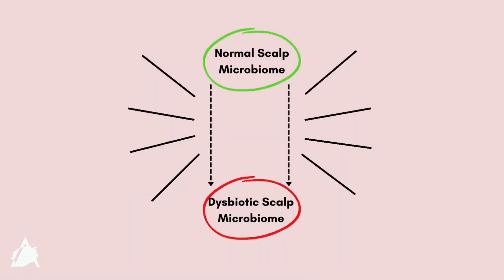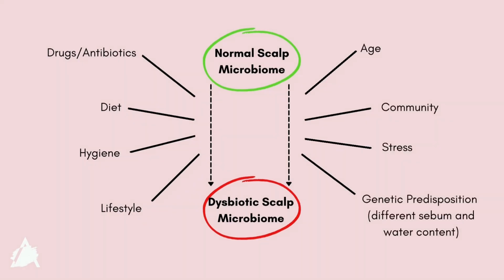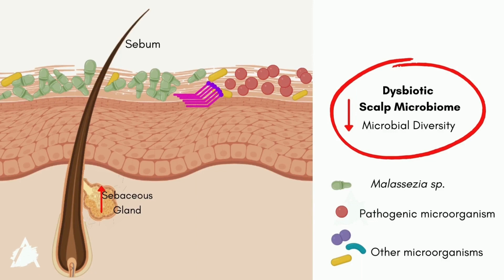However, alterations in the normal scalp microbiome can occur due to usage of drugs, types of diet, hygiene and lifestyle, age, community, stress, and genetic predisposition. In this situation, dysbiosis is observed. In a dysbiotic scalp microbiome, microbial diversity is lowered and pathogen colonization can occur. As a result, skin conditions such as dandruff might be seen on the scalp.